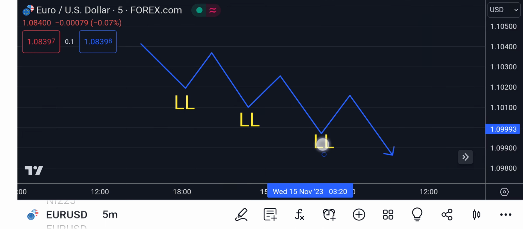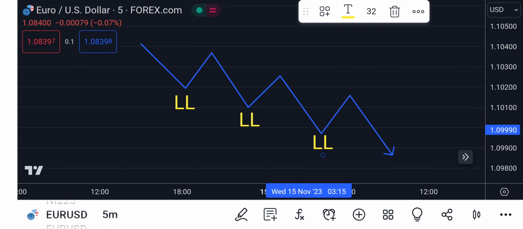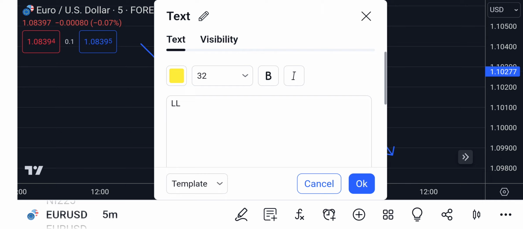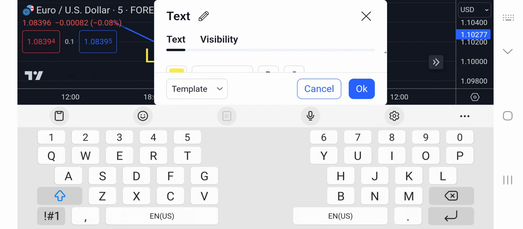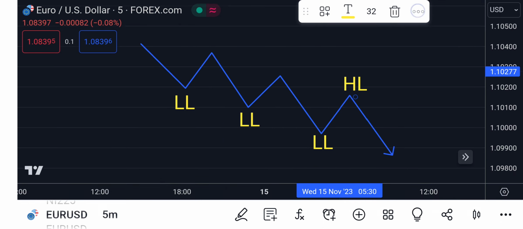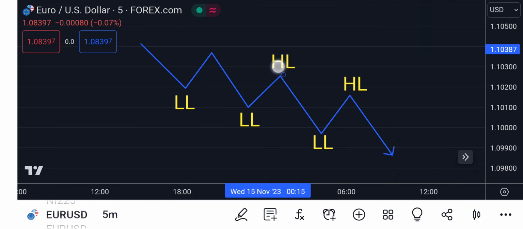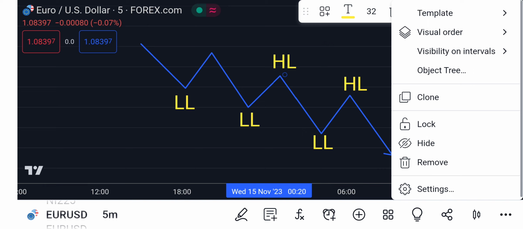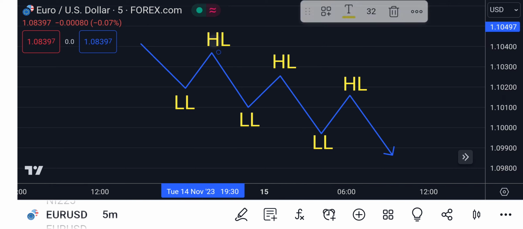Clone. So those are lower lows. Let me clone this, and this is a higher low. This is a higher low, higher low. Then let me clone it again, move it here, clone it again, move it there. So basically this is a bearish market structure moving to the downside, creating lower lows and higher lows.